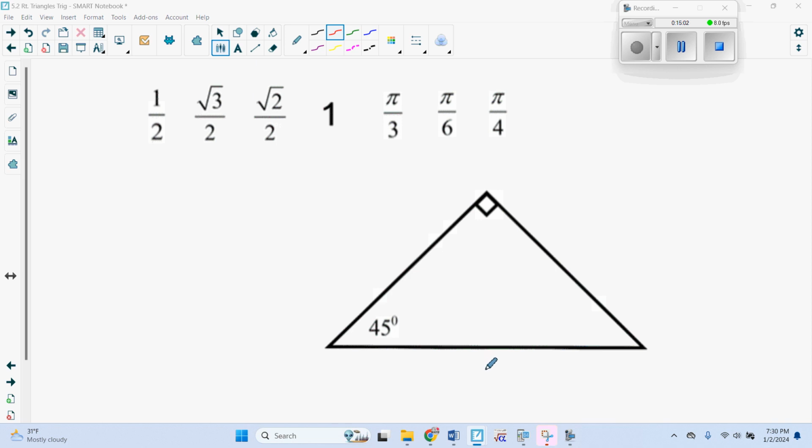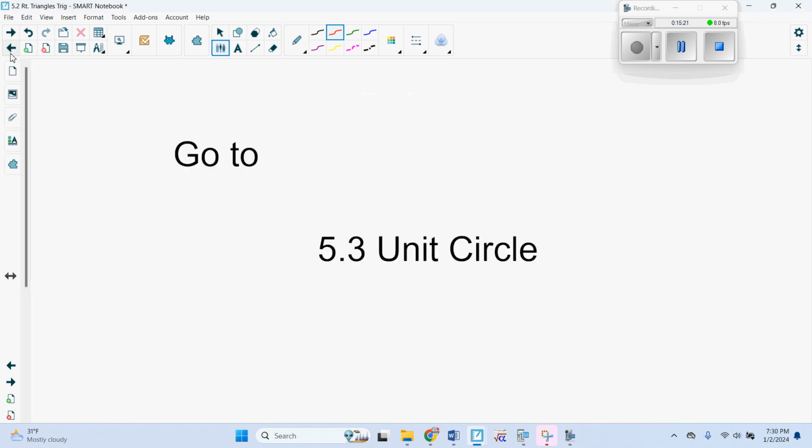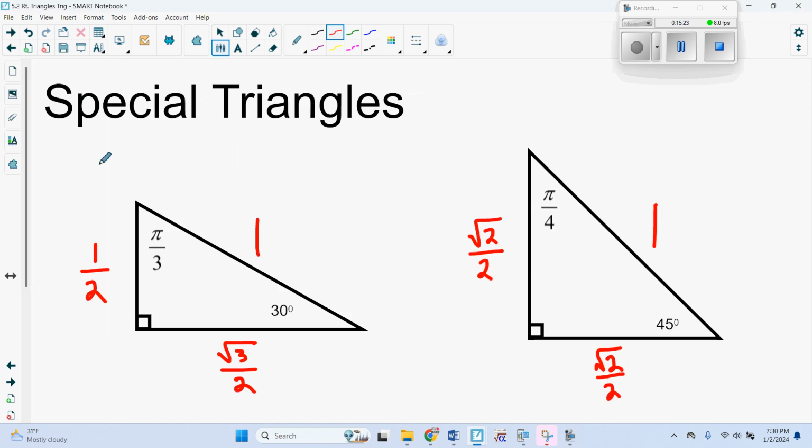Once again, hypotenuse is 1. This is 45, then this angle's pi over 4, or also 45, and that makes each side square root of 2 over square root of 2. Now, how do these special triangles help us? So for right now, how can we use these special triangles?